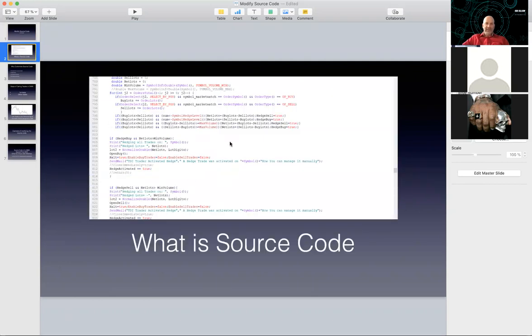Source code is basically an algorithm, which is the MQ4 for MetaTrader 4. It's the MQ4 language, and it's basically a derivative of the C language. So anybody who is aware of the C language will be able to understand the basic things behind this MQ4 language. Whenever you open MetaTrader 4 and open the editor, you will be able to see the source code.